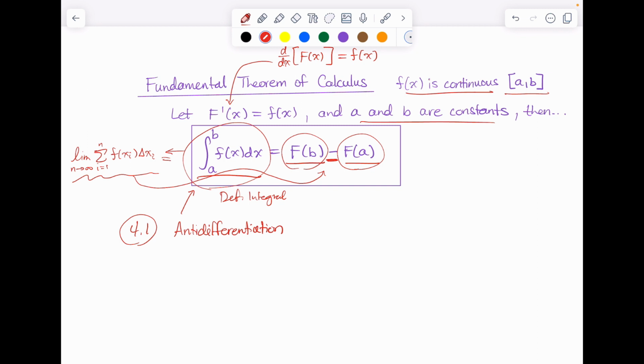Now, some terms that we didn't really go over when I proved this to you, or I probably didn't mention them, is we call any function capital F of x that satisfies capital F prime of x equals lowercase f of x an antiderivative. And we call it that for good reason. It's literally the opposite of taking a derivative of f of x, right?